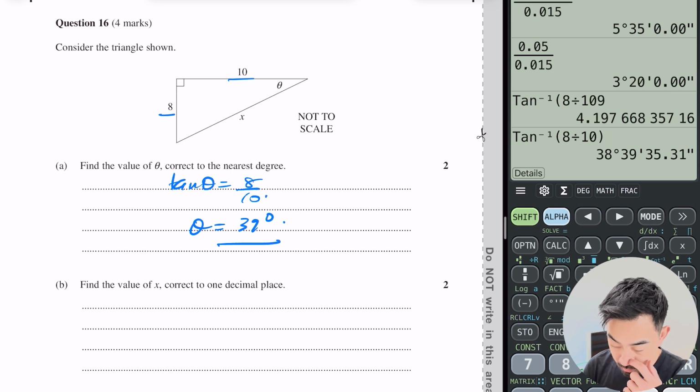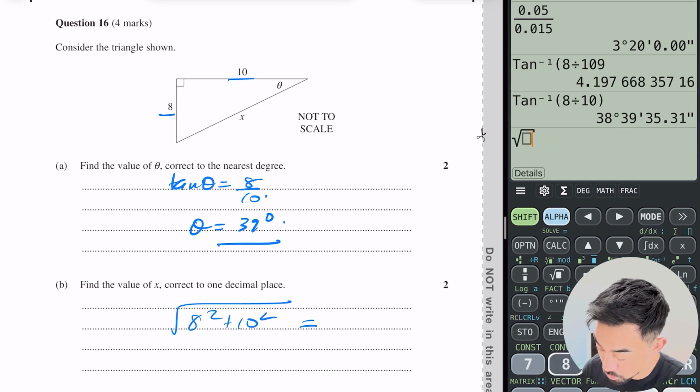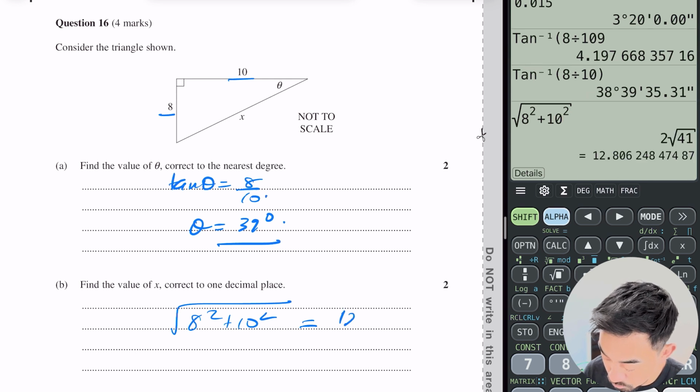Yeah, it looks right. Okay, so find the value of x. Well, that's just Pythag, isn't it? So 8 squared plus 10 squared. What's that? Square root of 8 squared plus 10 squared. That's 12.8.